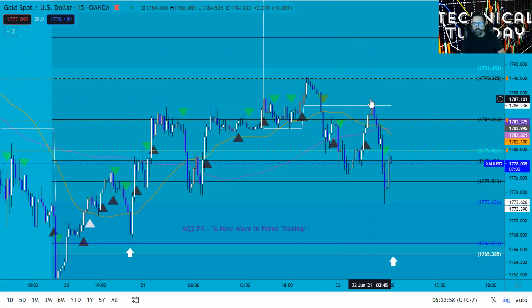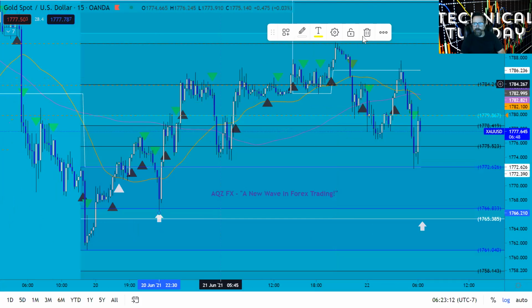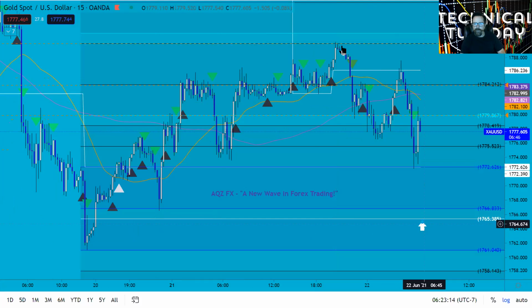You had somewhat of a retest right here, not quite to preferred, just below preferred, and then it dropped away. And so I didn't count this as a true reversal, but I would have played it if it had come there, because I just have anticipation that gold's going to come back and go lower right now.